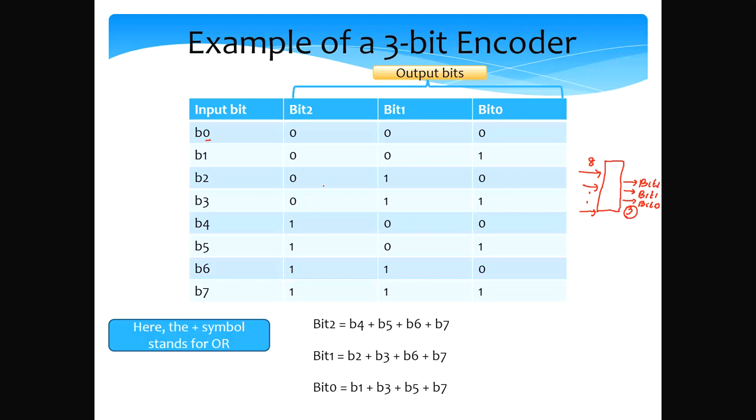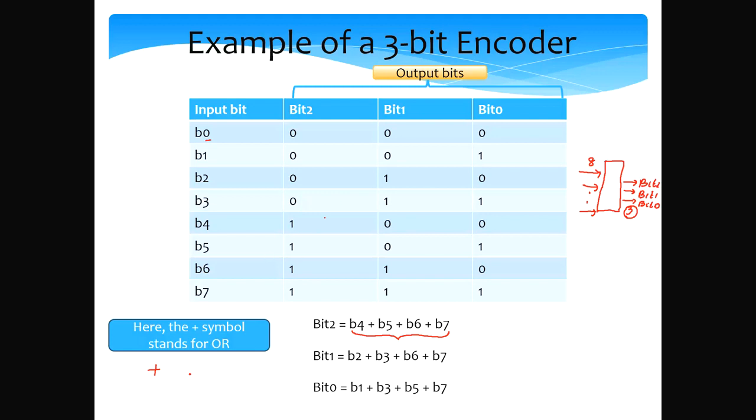What we can do is that for bit 2, we can write a Boolean equation to denote when the bit is true, depending upon the values of the input bits. Let's use the plus symbol to stand for OR. Recall that we'll use plus for OR and dot for AND. In this particular case, when is bit 2 true? When either B4 or B5 or B6 or B7 is true. So this is the logical expression for when bit 2 is true.